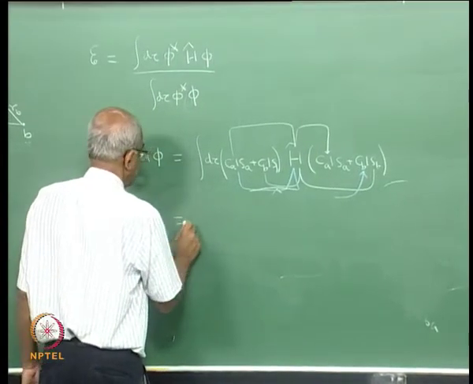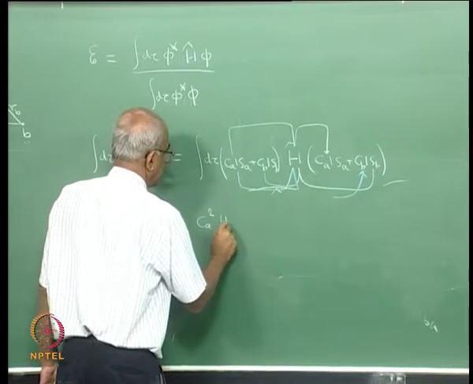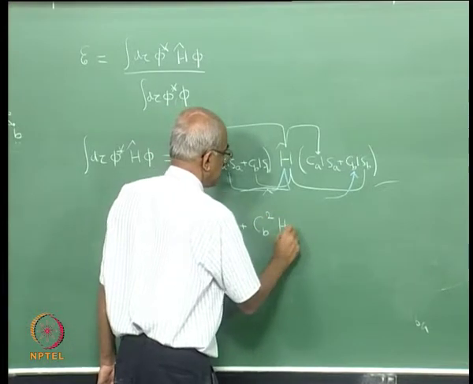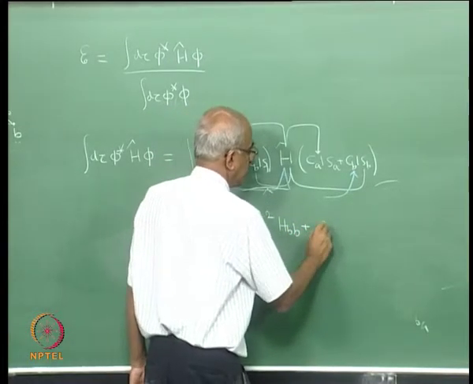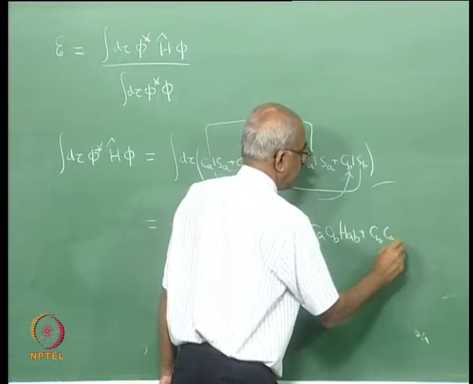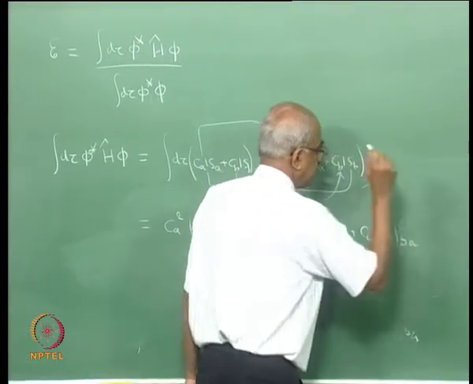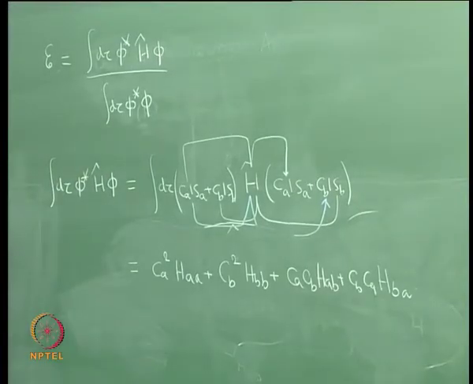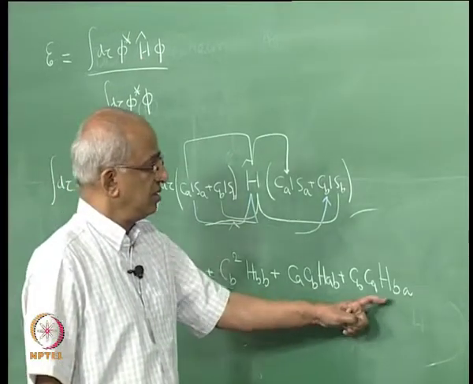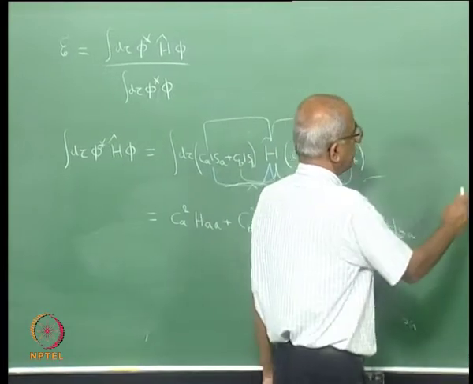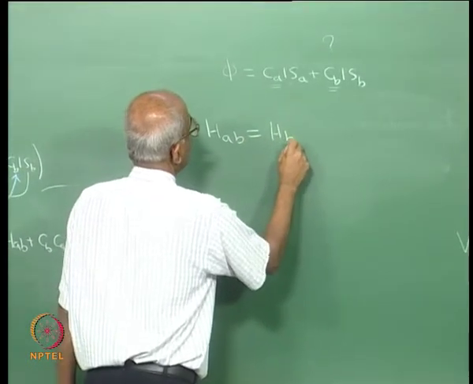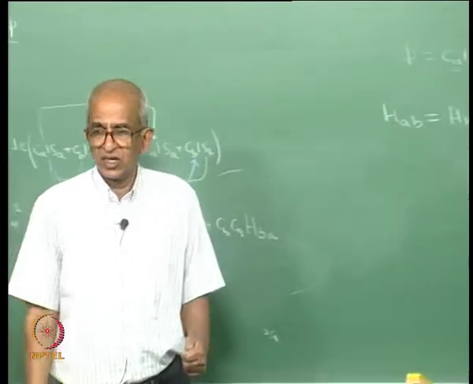So, it will turn out to be CA square HAA plus CB square HBB plus CACB HAB plus CBCA HBA, that is all. And straight away I can make one more simplification. I am going to claim that HAB is equal to HBA. This is a claim which I will prove.